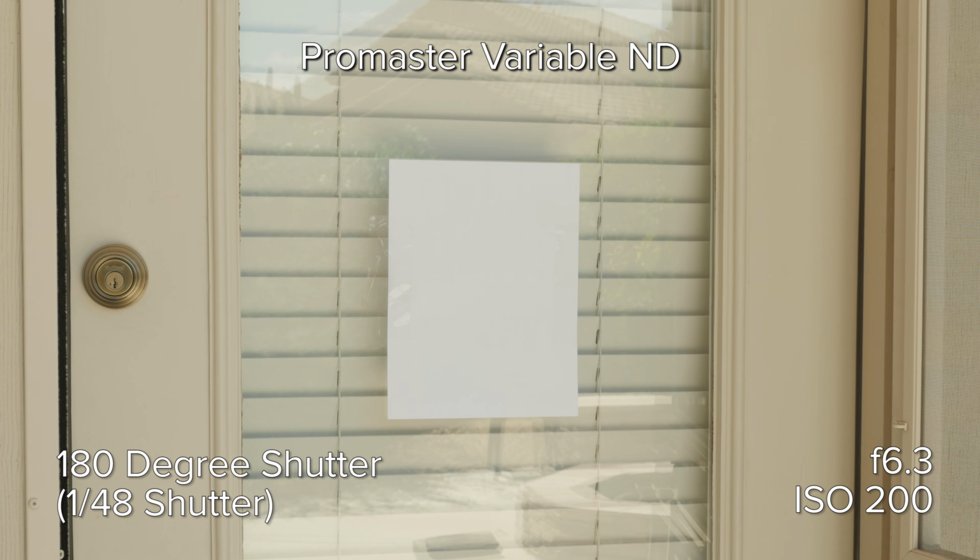Here you can see the ProMaster variable ND about halfway through its range. And again, there's not any significant weird color issues going on. It's looking pretty neutral. And finally, here's the ProMaster at its minimum density. Same thing, color looks fairly good.